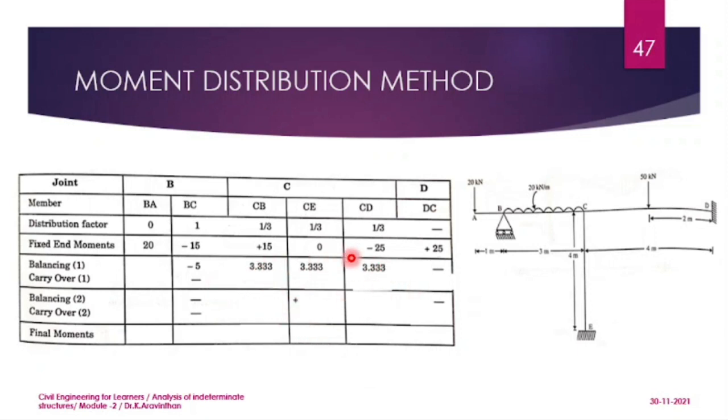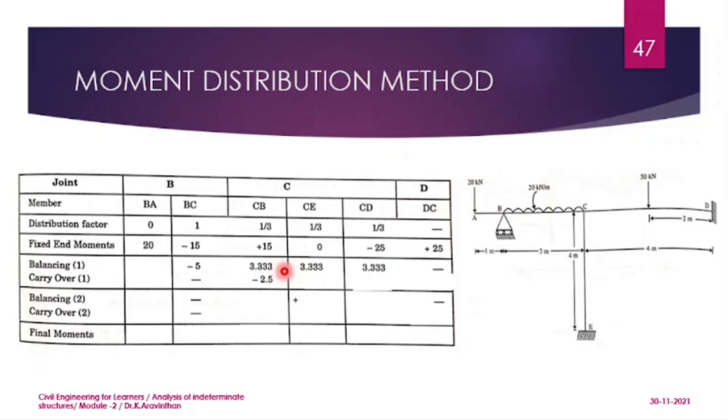Whenever you are balancing, you have to balance the joints. So what are the joints here? Joint B and joint C. And at joint D, you will not have any distribution factor, hence there is no multiplication here. And after balancing, you have to carry over. BC will be carried to CB, that is 2.5. So the moment from B to C will be carried over to C to B. Half of 5 is 2.5.